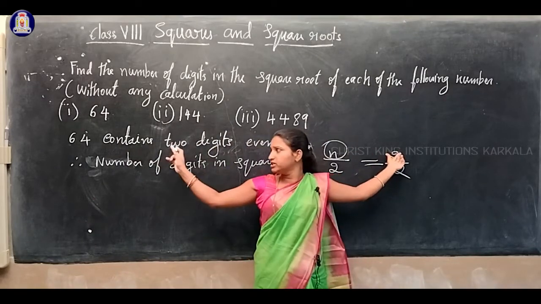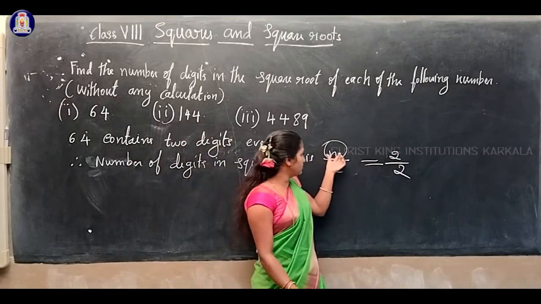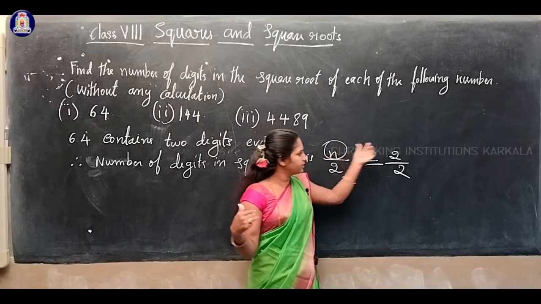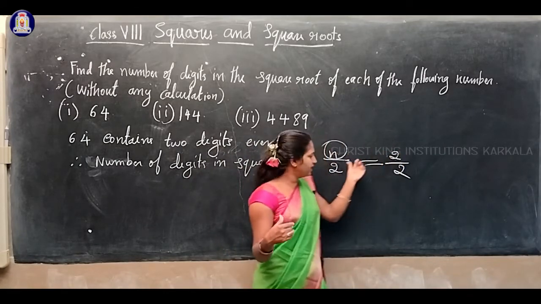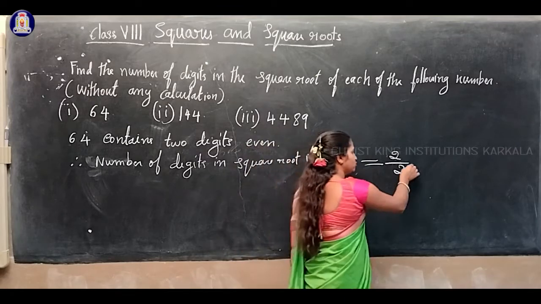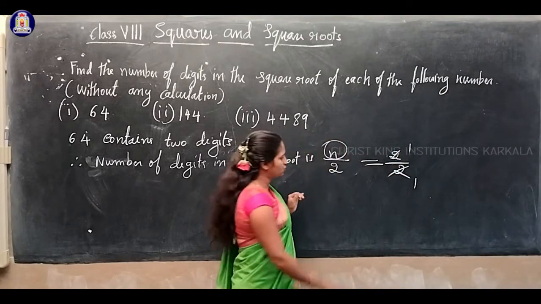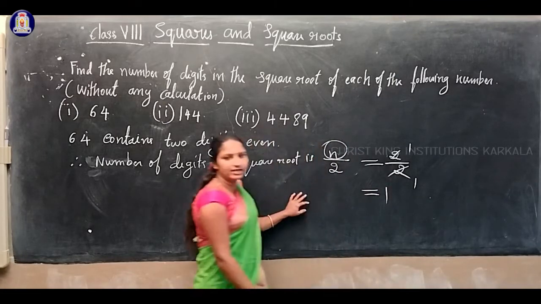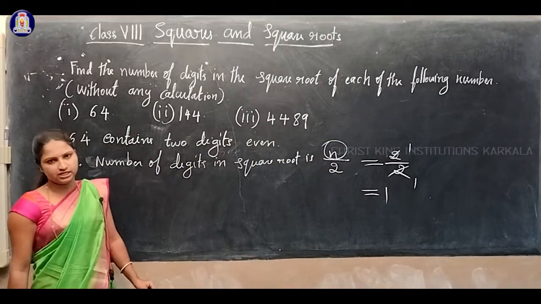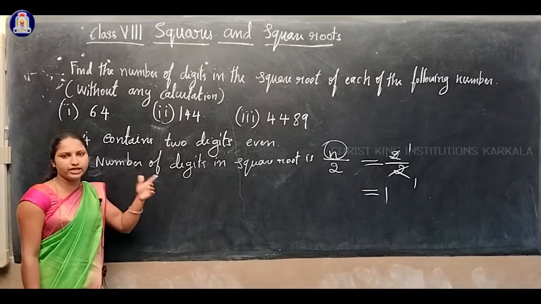In 64 how many digits? 2 digits. So n means number of digits, so that is 2 divided by 2. So what will we get? 2 ones are 2, so 1. So the square root of 64 contains only 1 digit. Clear?